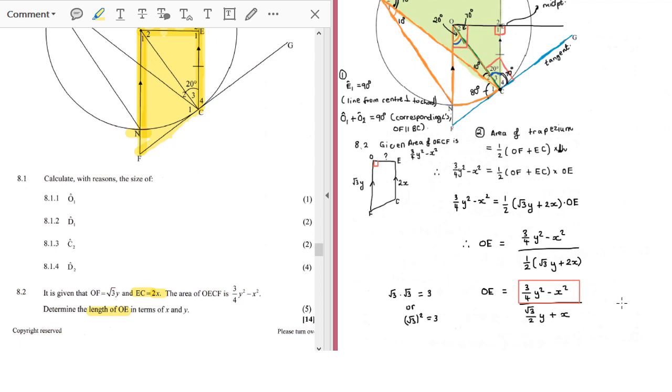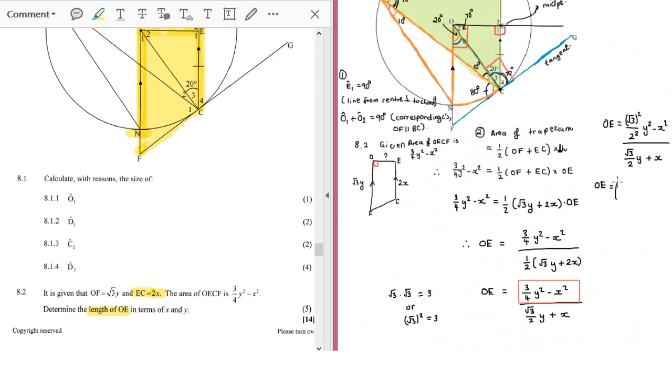Right, so all that we need to recognize here is that the square root of 3 times the square root of 3 is equal to 3, or you can think about this as the square root of 3 all squared is equal to 3. This now allows you to write OE as the square root of 3 squared, and we know that 4 is 2 squared. We have that y squared minus x squared divided by the root of 3 over 2 y plus x. So we can now factorize this top.